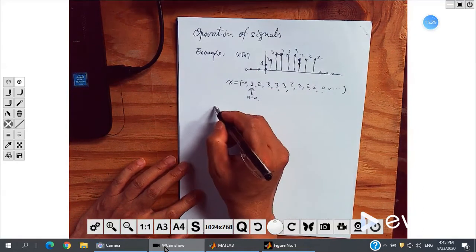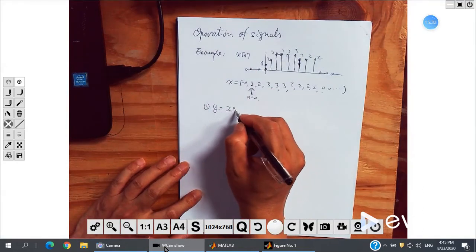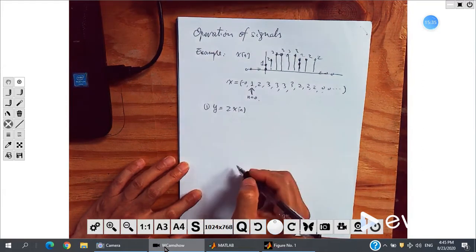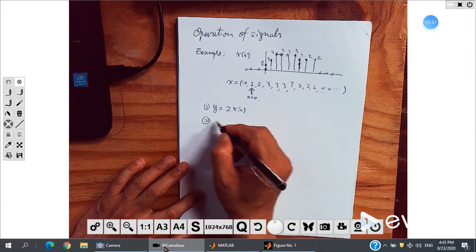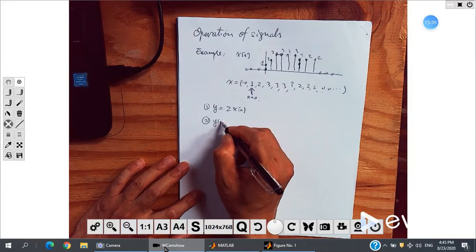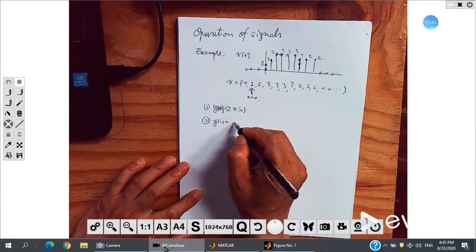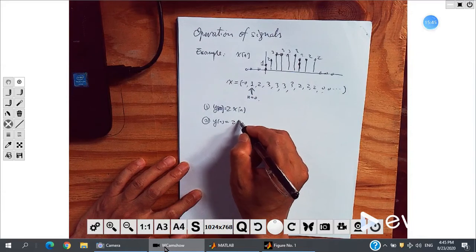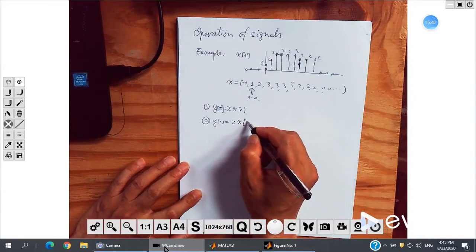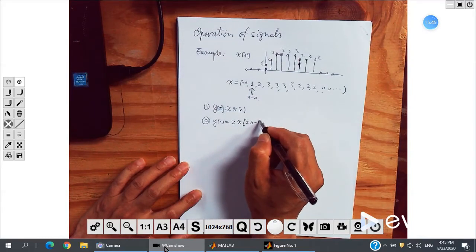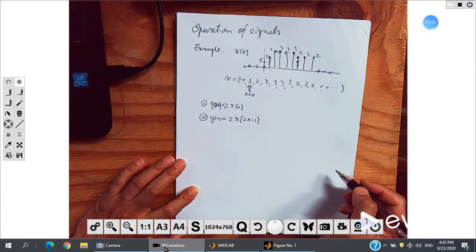We can consider y equal to 2 of x of n. What is this? Secondly, y of n. Y of n is still 2 here, but inside I have 2n minus 1.